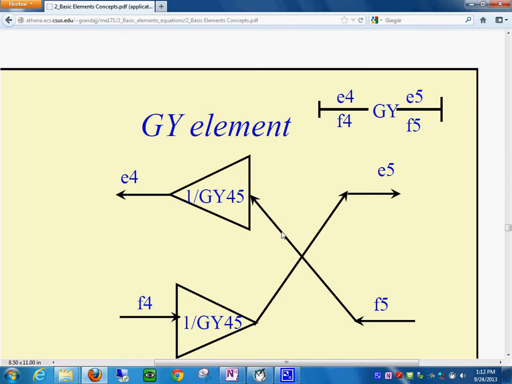This is another possibility. If you have the causality like that, it means that E5 is the modulus times E4, and that F4 relates to E5. That's why they call it a cross transformer, because it relates one flow to an effort, or one effort to a flow, respectively.